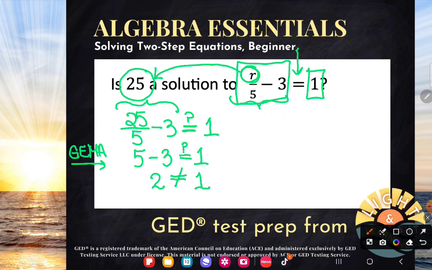So now we can go back and answer this original question. Is 25 a solution? Well, no, it's not, because it resulted in a lie. 25 didn't give us something equal to 1. And so the answer here is no.